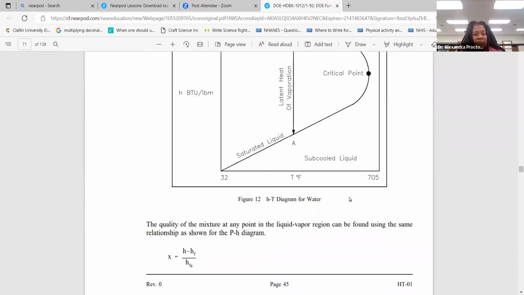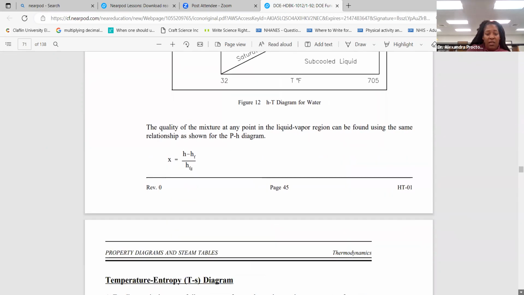So the quality of the mixture at any point in that region is mathematically defined as shown: x is equal to h minus hf over hfg. So these equations, hopefully you start to see that they are quite similar when you look at the boundaries where they have two phases that coexist. Hopefully you see a connection between how these equations are similar.